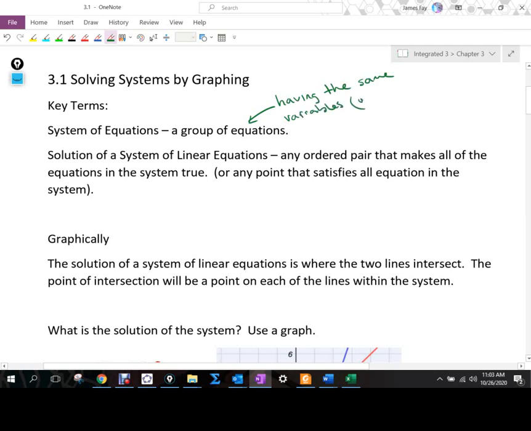And for us, they're usually X and Y. Traditionally, they don't both have to have an X and they don't both have to have a Y, but if one of my equations only has X or only has Y, it's a really easy system to manipulate. So usually both of our equations will have X and both will have Y.